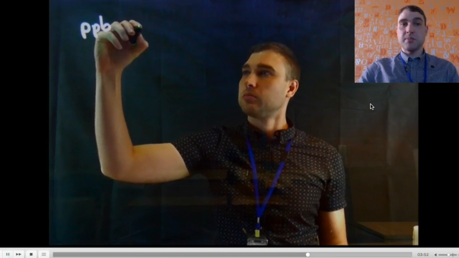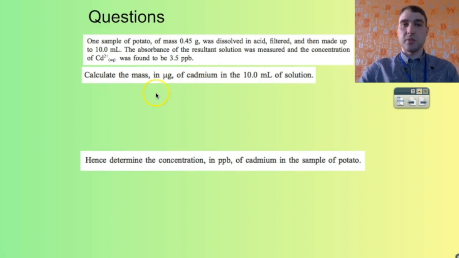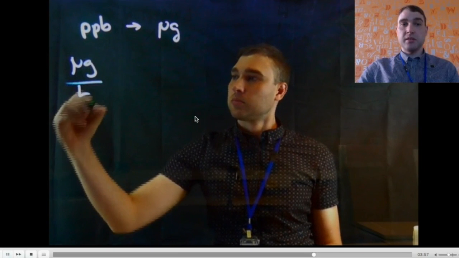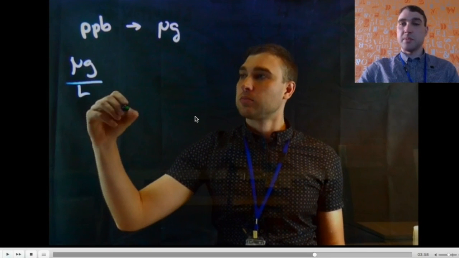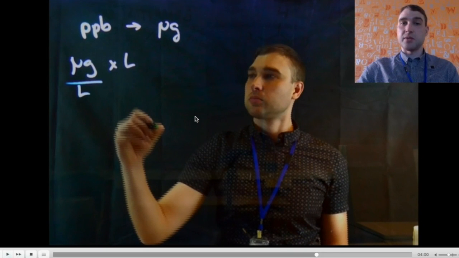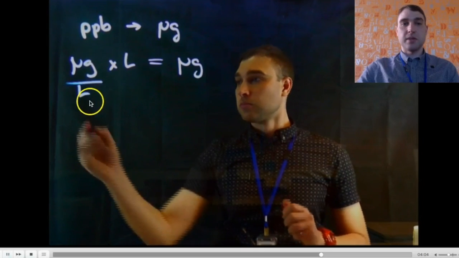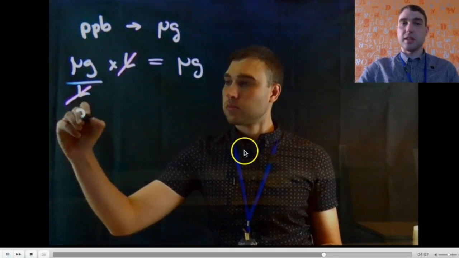So we're turning the parts per billion from cadmium into micrograms, because that's what the question says. Calculate the mass in micrograms of the cadmium in the 10 ml sample, and we had 3.5 parts per billion. So parts per billion, I said this before, a part per billion is a microgram per litre, so that's the one to remember. So if we times that by how many litres of solution we have, we will get the number of micrograms that we need. So again, we're dividing by litres here, multiplying by litres there, so they cancel out.